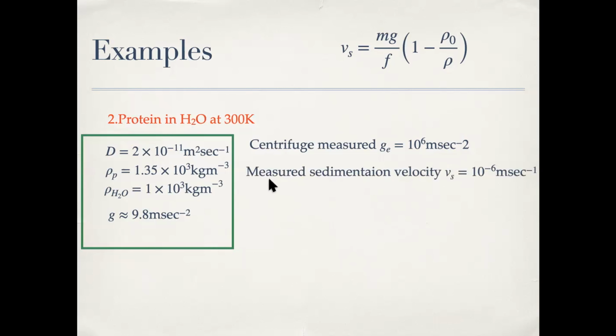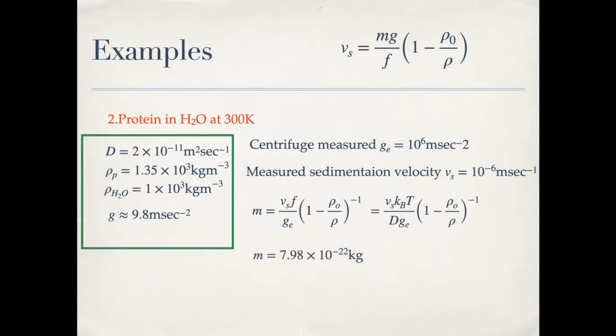And then the measured velocity of sedimentation is 10 to the minus 6. So out of this, I can get the number. I can turn around my equation and calculate the mass of the protein molecule out of this formula. And the mass turns out to be 10 to the minus 22nd. So basically, that is what centrifuges are used for in many labs.